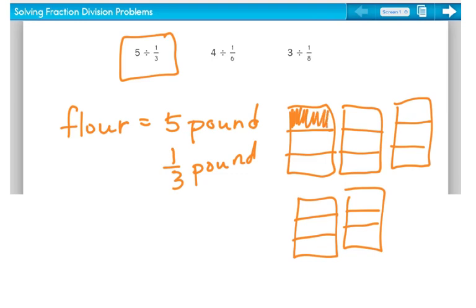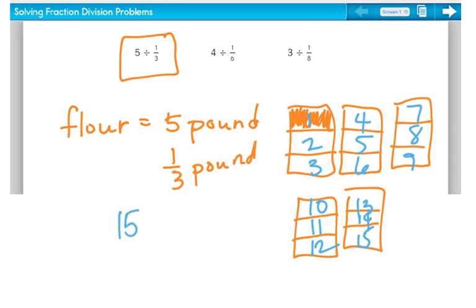Remember, they just use 1/3 of each pound each time they make a batch of pancakes. So how many batches can they make? Well, this would be 1 batch of pancakes. This would be 2, 3, 4, 5, 6, 7, 8, 9, 10, 11, 12, 13, 14, 15. They would be able to make 15 batches.